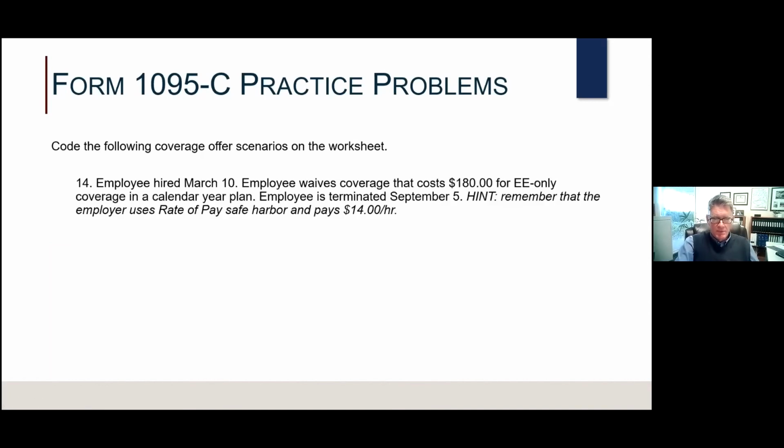Okay, a couple more of these. Employee hired March 10th. The employee waives coverage. It costs $180 per month for the employee-only coverage. The employee is termed on September 5th. What does this form look like? And the hint here is that the employer is using rate of pay safe harbor and the employee is earning $14 per hour. What does this form look like?